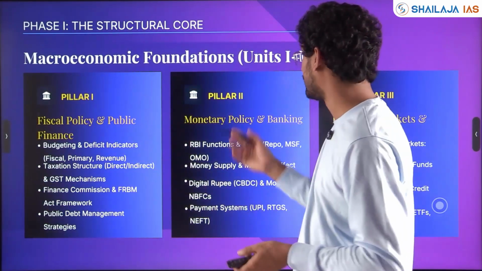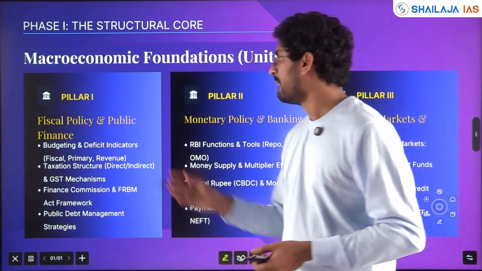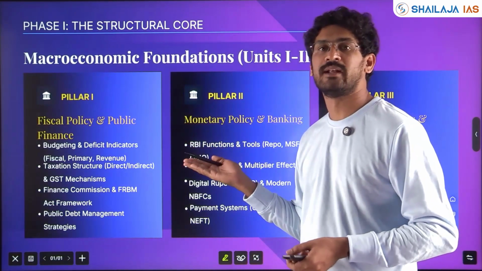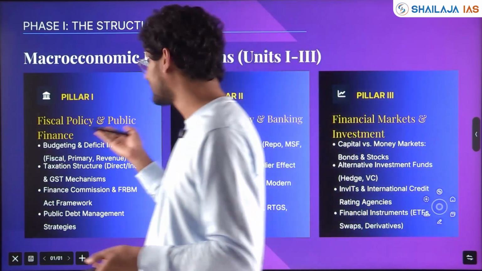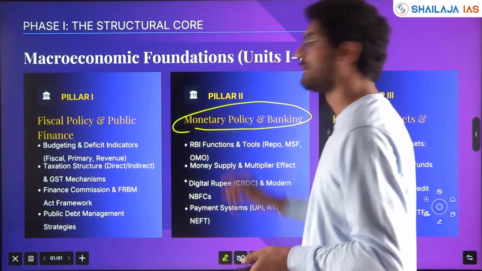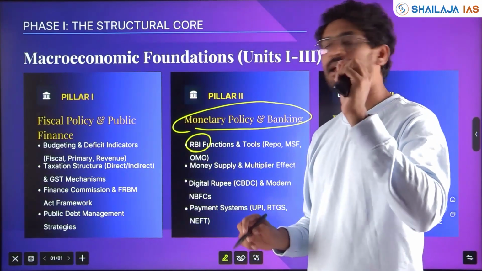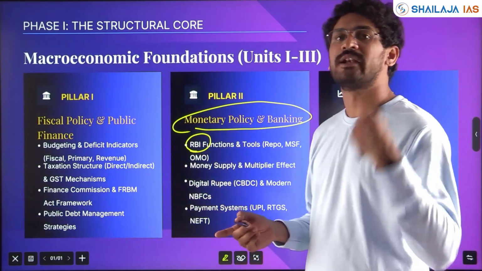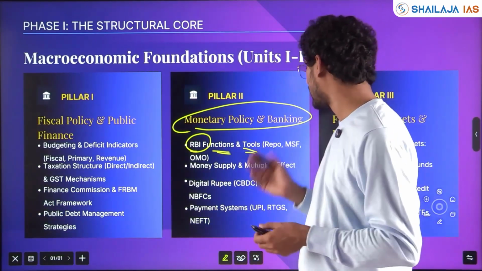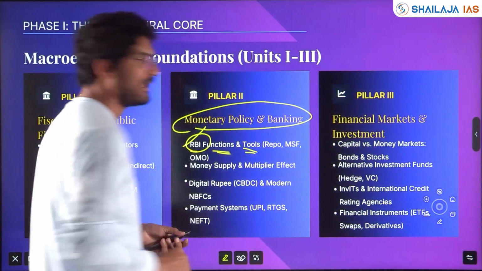Next we have monetary policy and banking. Almost 5 to 6 questions will come from both fiscal policy and monetary policy in economy. Out of 20 questions, almost 6-7 questions, that is 30-35% weightage, is with these 2 pillars. Monetary policy and banking, very important. RBI is the single most important theme in monetary policy, where 2 to 3 questions will come directly under RBI, its functions, the tools used by RBI, okay, repo, marginal standing facility, OMO, open market operations, all this becomes very important.